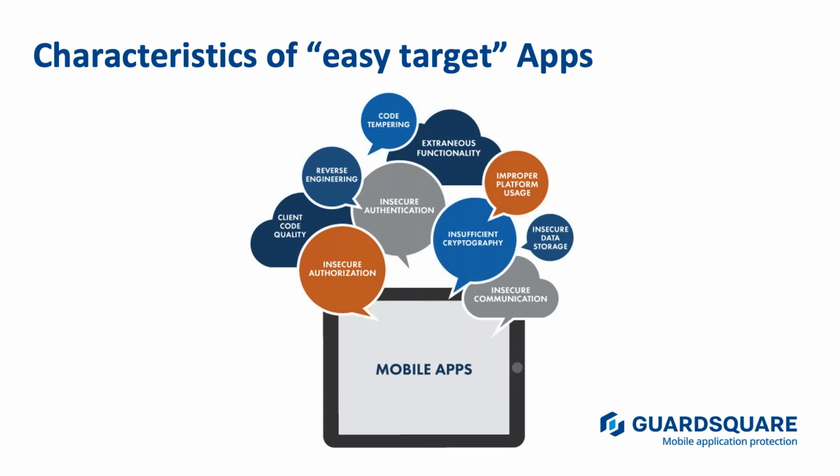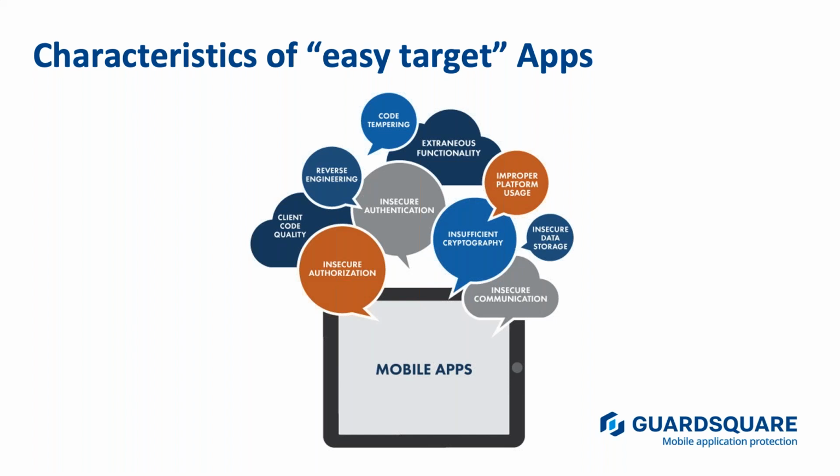So what are the characteristics of easy target apps? What makes an app a concern from your perspective and a target from a hacker's perspective? I think everyone should appreciate that hackers look for low-hanging fruit. They're not going to generally try to attack a so-called Fort Knox app, the one that's well protected and doing everything right. They look for apps that have vulnerabilities that they can exploit more easily.